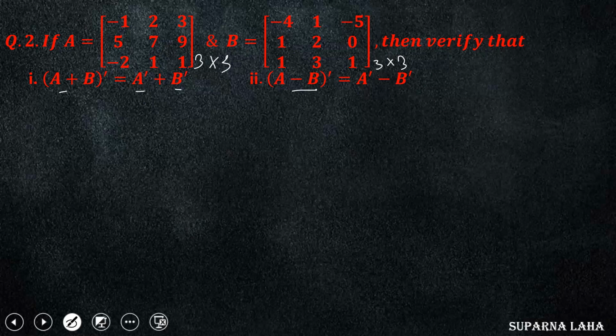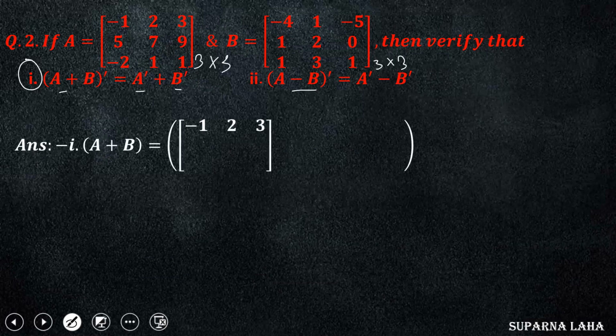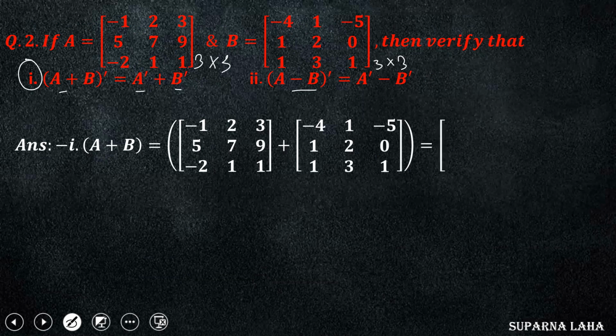So for the first one, firstly find what A plus B is. You need to add the corresponding elements of these two matrices A and B. What is A? -1, 2, 3, 5, 7, 9, -2, 1, 1. And what is B? -4, 1, -5, 1, 2, 0, 1, 3, 1. Just add their corresponding elements. You will find A plus B is given by -5, 3, -2, 6, 9, 9, -1, 4, 2.